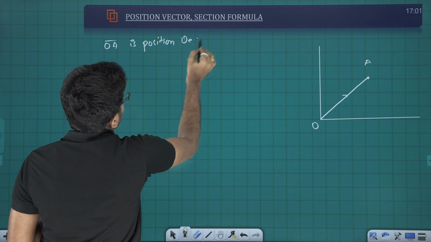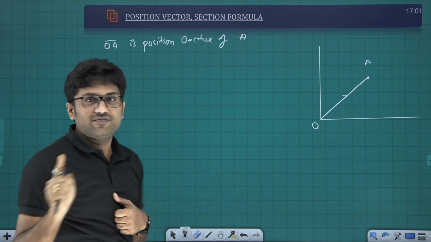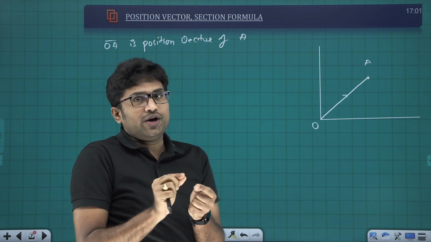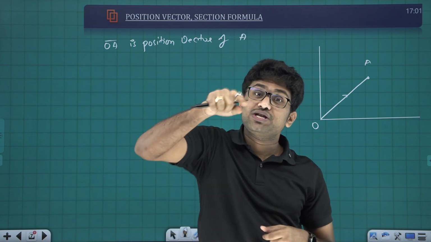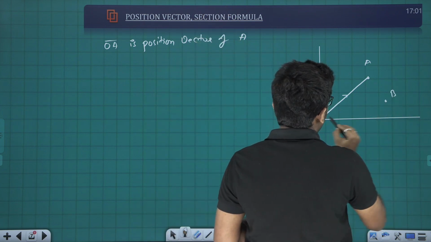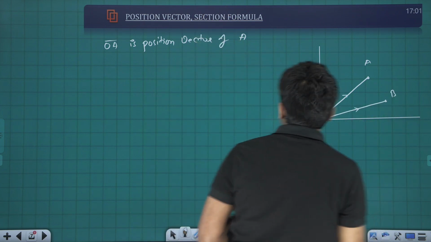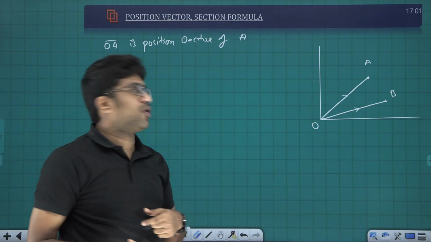Position vector of point A. So for every point, if we join that point to the origin, then we get the position vector of that particular point. Let's say another point B we have. Then this is OB bar. We call OB bar the position vector of point B.